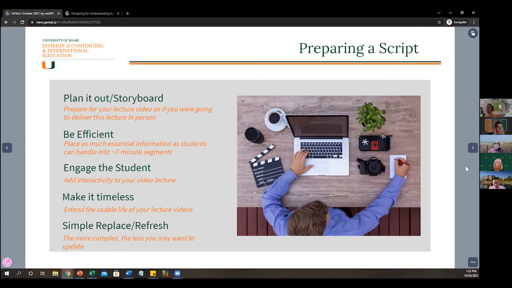So now we're going to get into some other topics with regards to preparing a script. The next one we're going to talk about is making it timeless. So what we mean by that is you obviously want to extend the usable life of your lecture videos. And there might be certain things that would cue to students how old the lecture video is. I've been an online student, and I can tell sometimes how old the video is. If a video was recorded 5 years before I ever even got to the university, there were certain things that instructors included that made it obvious.